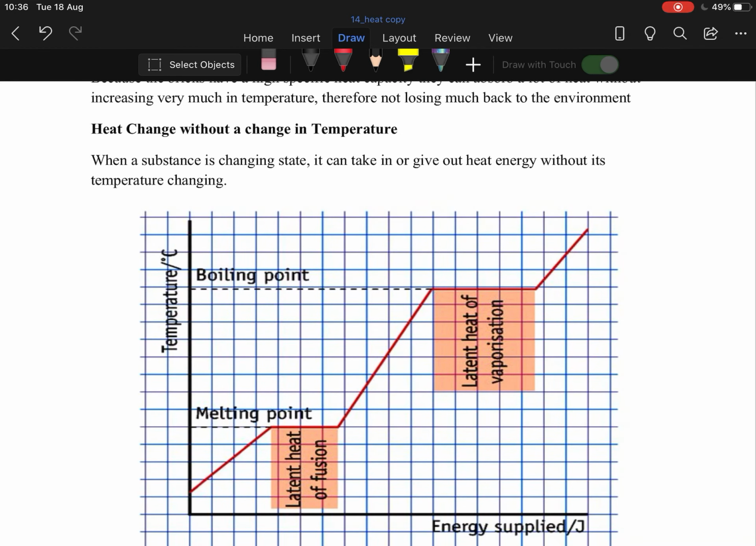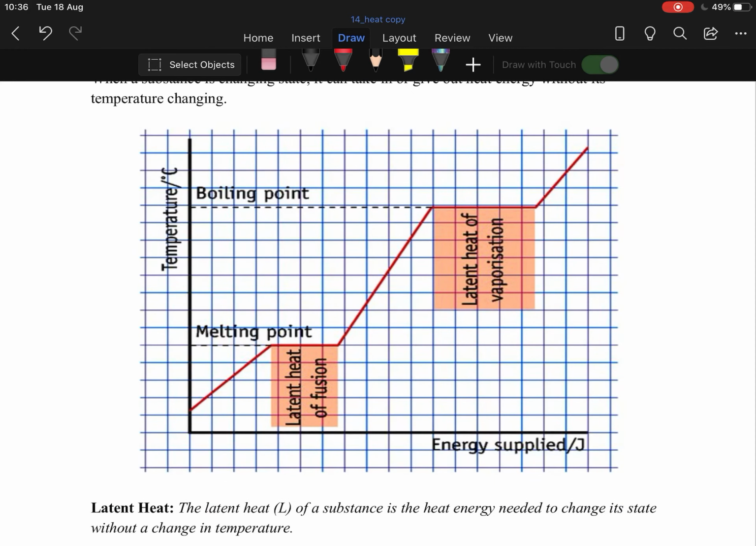Okay, latent heat. Hopefully you remember this from junior cert. If you did it in junior cert, you should have. So generally what you have is when things melt, the temperature tends to go up. Then all of a sudden it levels off. Then the temperature spikes again, levels off, spikes again. Okay, so the temperature rises.